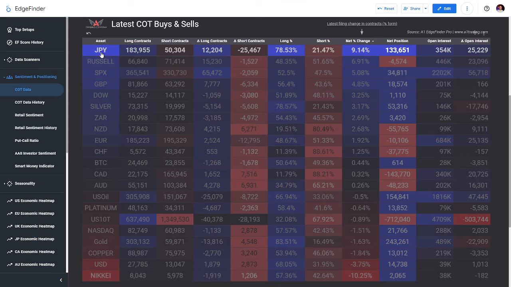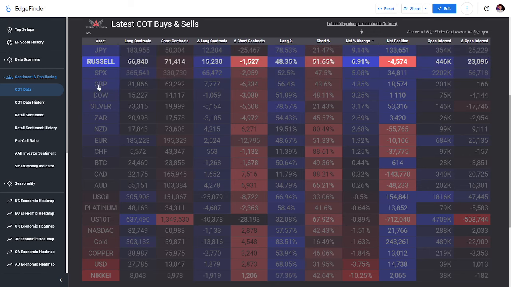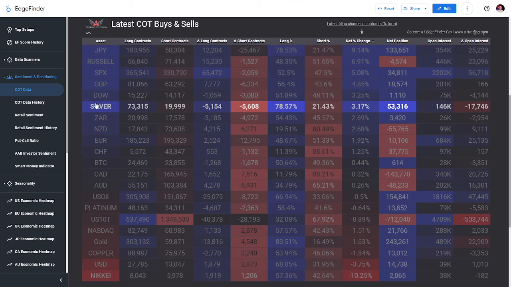So this past week, we saw accumulation of the Japanese yen, the S&P 500, the Russell, the pound, the Dow Jones, silver. So in the short run, these were things that got bought. Interestingly, silver was pretty aggressively bought here.